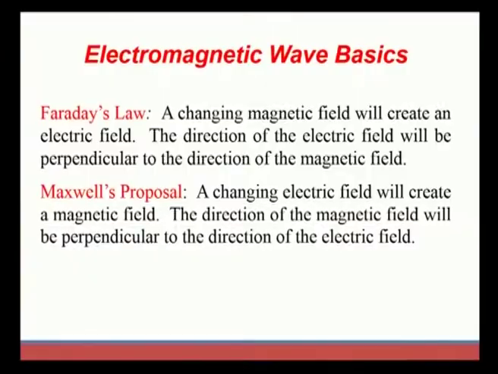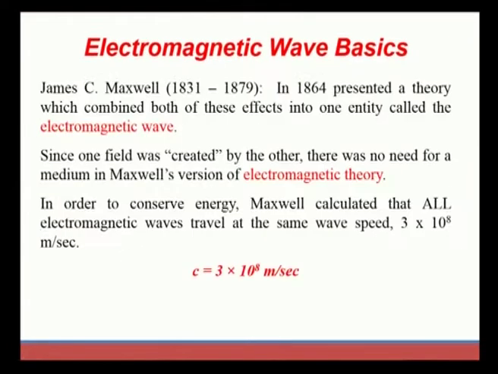So far, before Maxwell's proposal, it was believed that only by changing a magnetic field could we get an electric field. But Maxwell proposed that a changing electric field will also create a magnetic field, and that is also acceptable. And here he also said that the direction of the magnetic field will be perpendicular to the direction of the electric field. Next, we move on to some of the things that we need to know about electromagnetic waves.